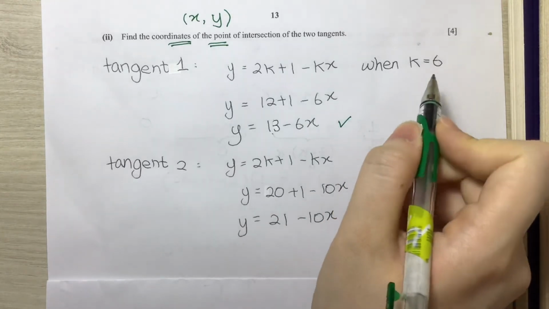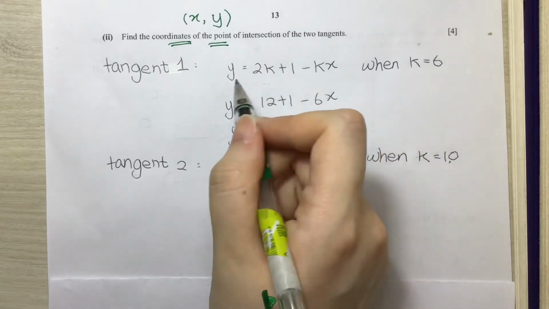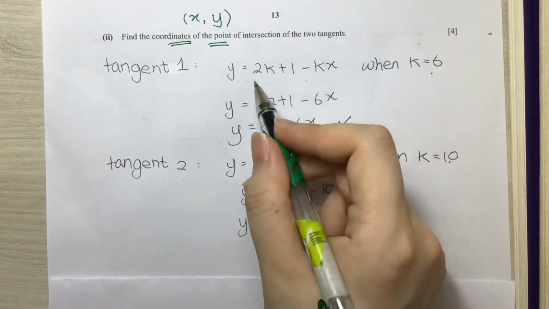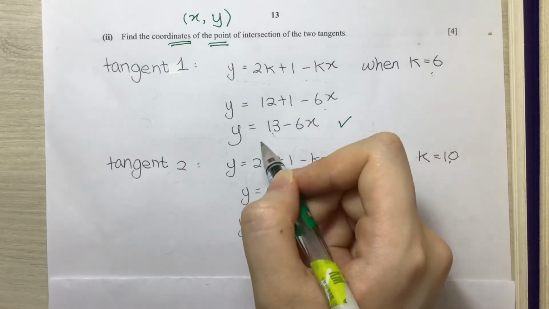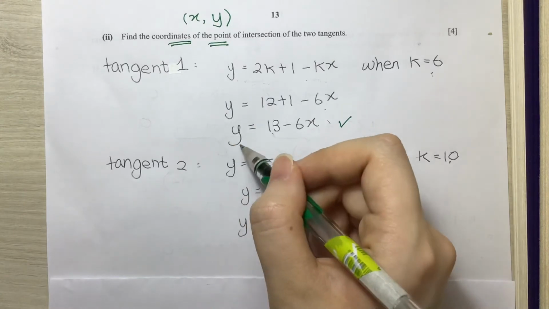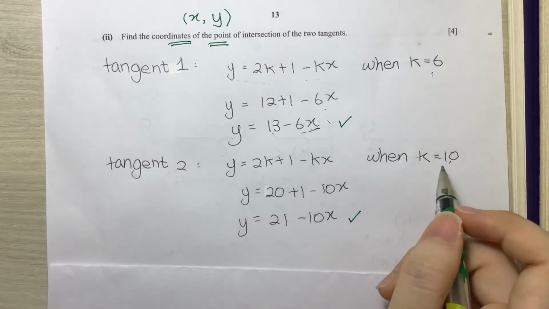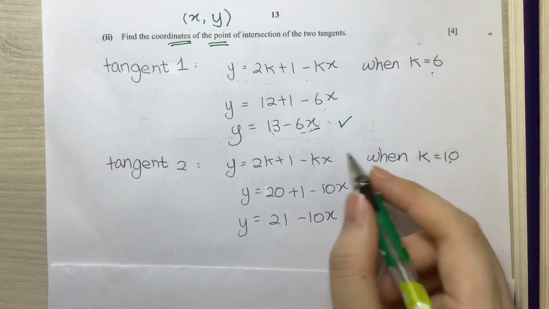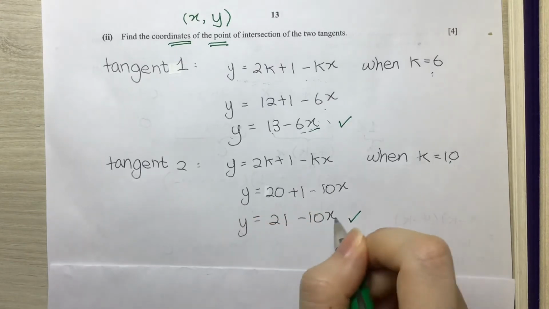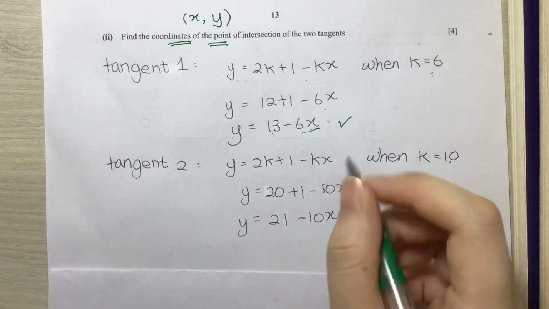So of course, you just have to sub in the two values that you found for k into this equation that they give you in the question. When you sub in 6 and simplify your equation like this, you will get the final tangent equation for one of the tangents, in this case y = 13 minus 6x. And when you substitute k equals 10 into this equation over here, you'll be able to simplify the equation of the second tangent in this form.